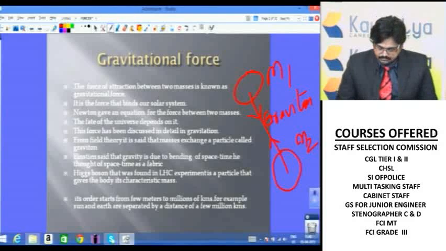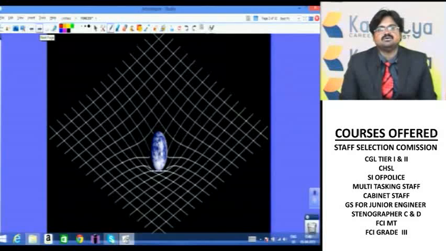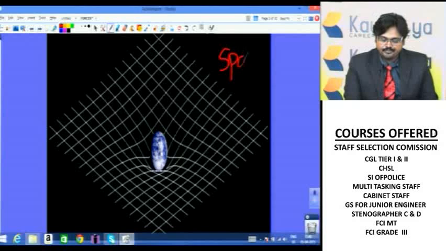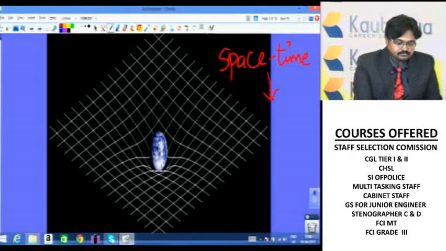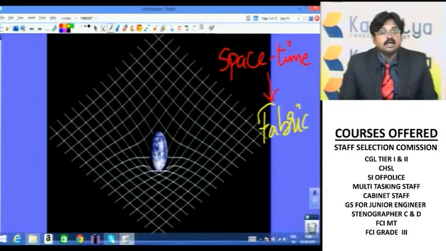Now Einstein also gave his famous theory of gravitation. It was not only Newton, Einstein also gave a gravitation theory. This theory is known as the general theory of relativity. According to the general theory of relativity, space is not different, time is not different. There is only one thing called space-time, and he calls this space-time the fabric.